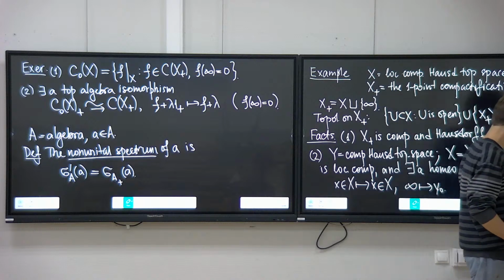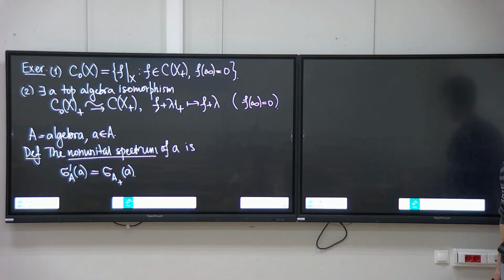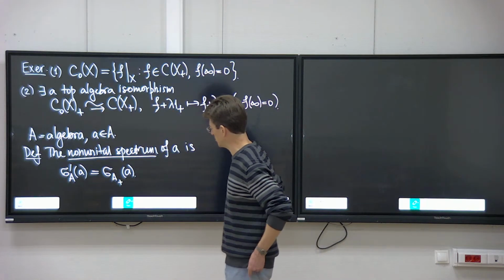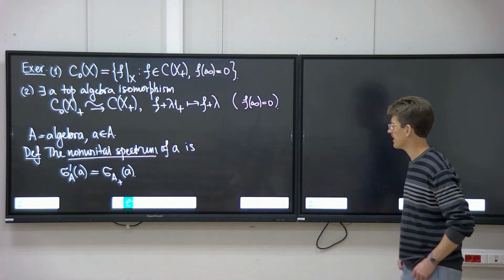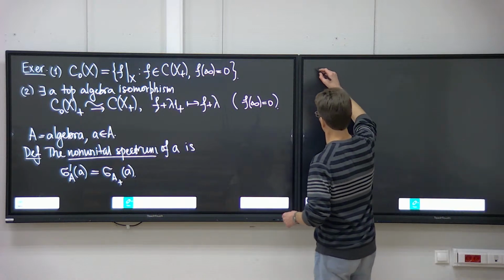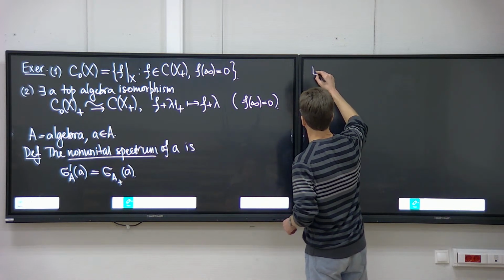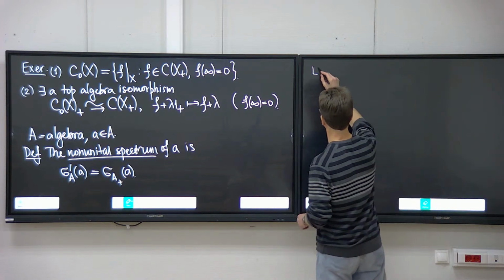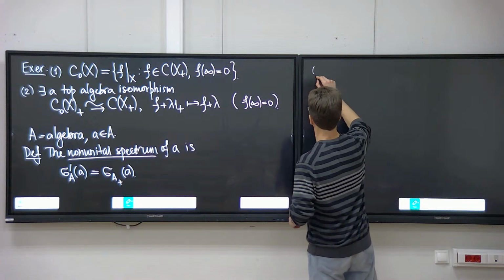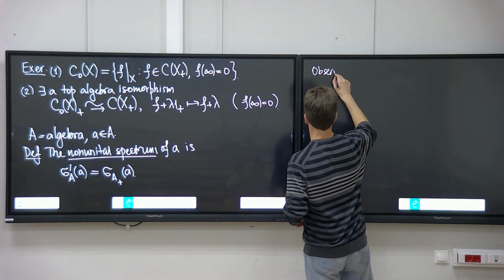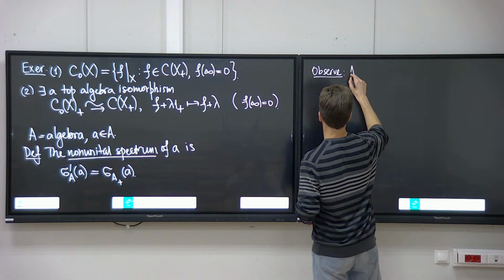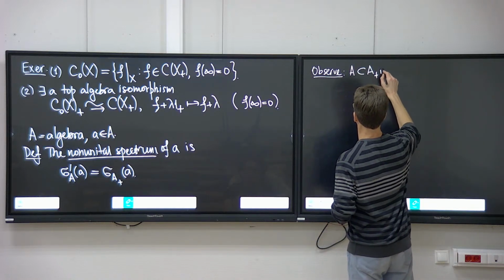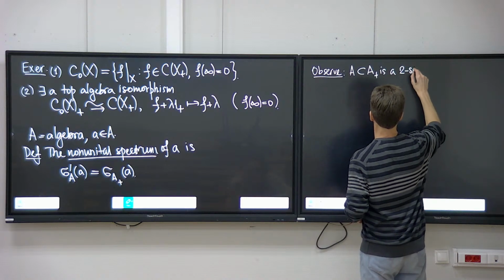Well, a natural question is, what happens if A is already unital? Does the spectrum agree with the usual spectrum of a? Well, in general, the answer is no, because of the following observation. Let's observe that A is always a two-sided ideal in its unitization.